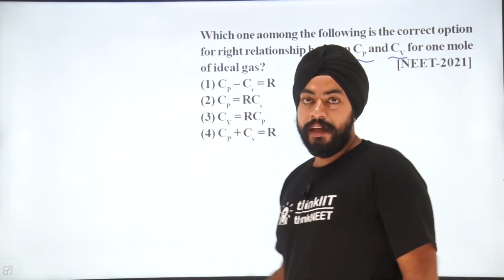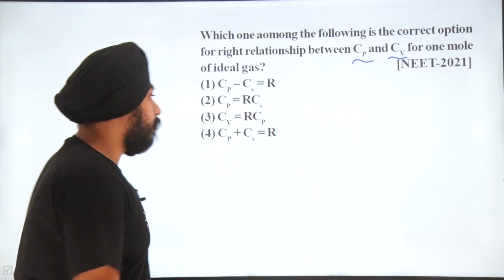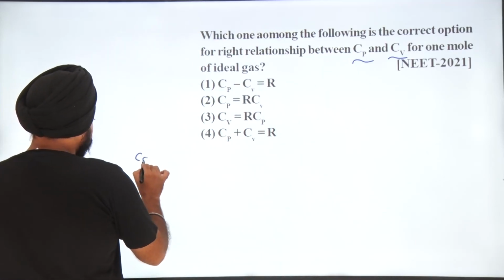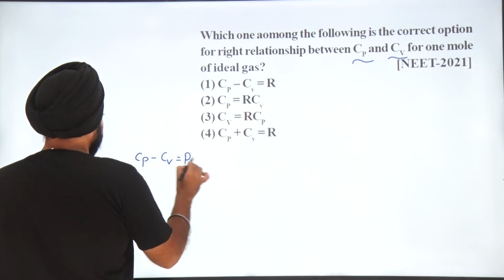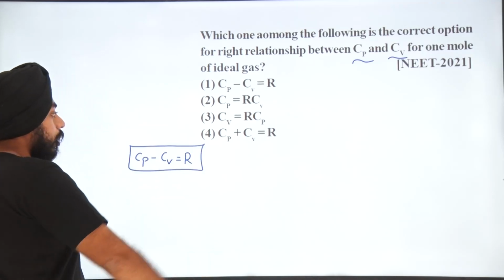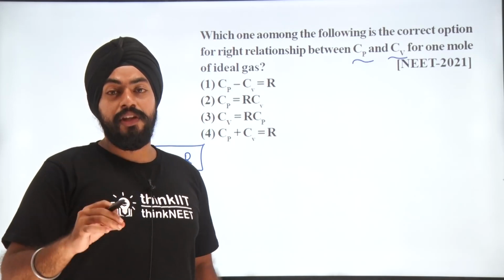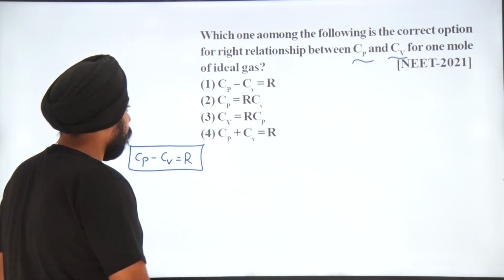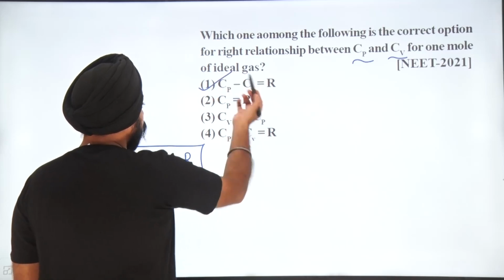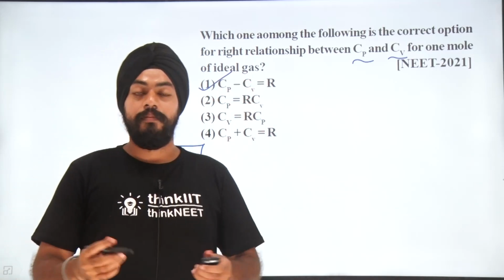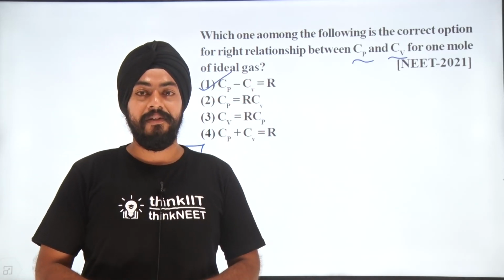You all know that from Mayer's relation we come to know that Cp minus Cv equals R. So very basic approach from the thermodynamics chapter, a directly theoretical question that just came. So this is Cp minus Cv equals R, and the correct option goes to be option number 1. And I hope you understood it.